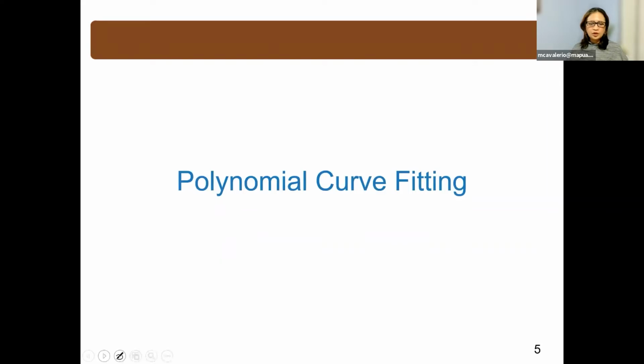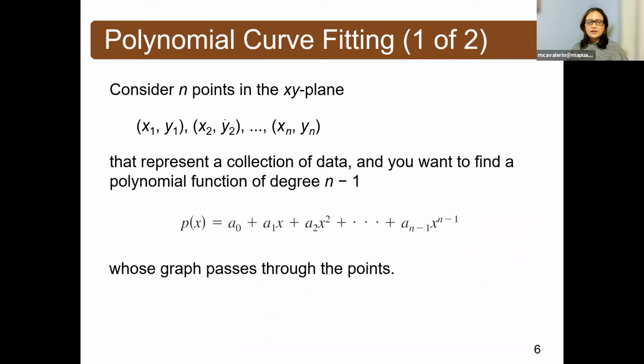First, we deal with polynomial curve fitting. Let us consider n points in the xy plane. So we will have here a set of ordered pairs x sub 1, y sub 1, x sub 2, y sub 2, up to x sub n, y sub n, which all represent a collection of data, and you want to find a polynomial function of degree n minus 1, such that p of x is equal to a naught plus a sub 1 x plus a sub 2 x squared plus dot dot dot plus a sub n minus 1 times x raised to n minus 1, whose graph passes through the points.